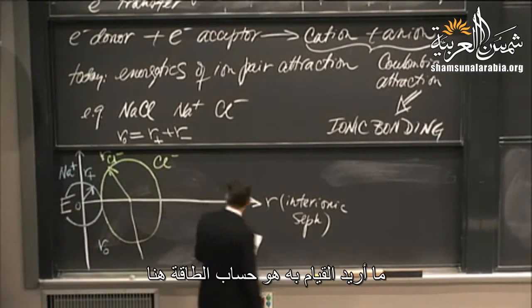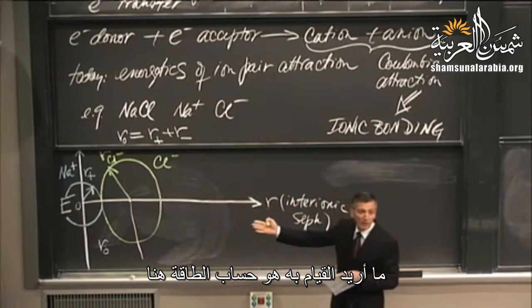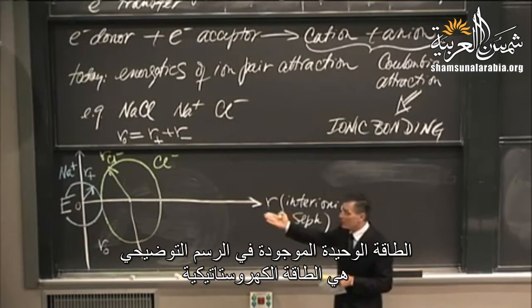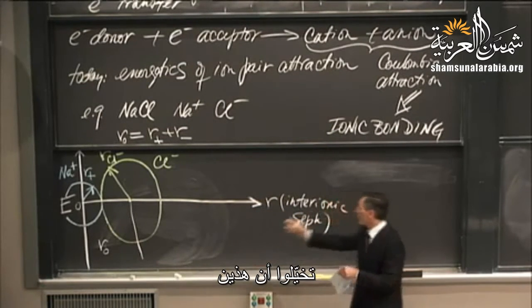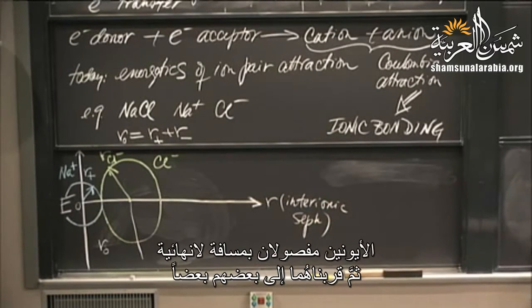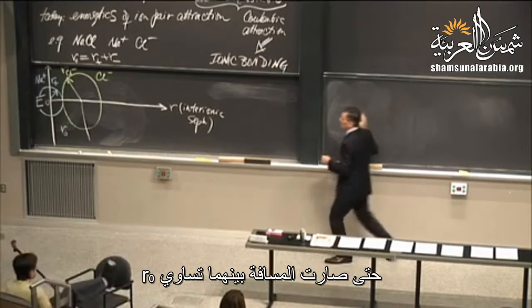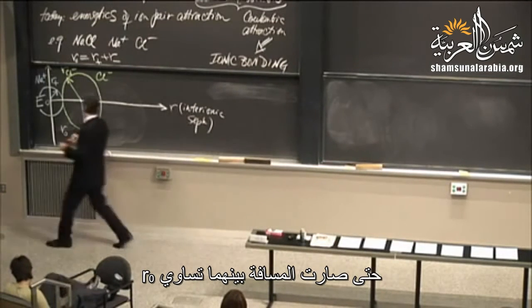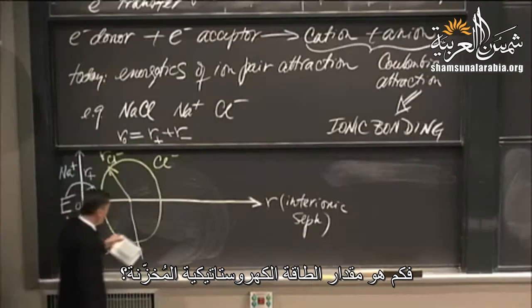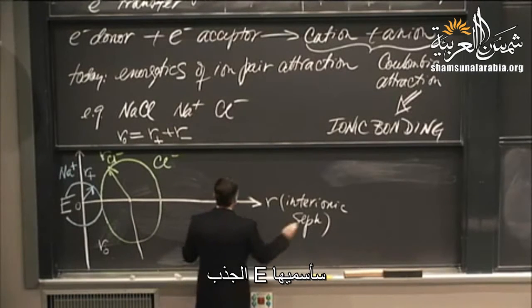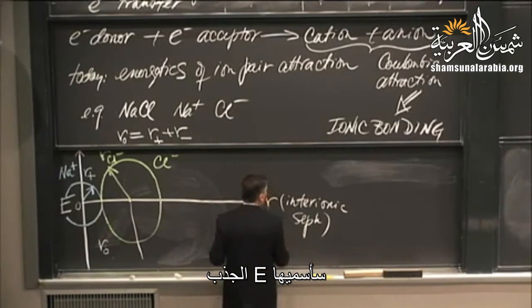So that makes sense. Now what I want to do is calculate the energy here. The only energy that we have here is electrostatic. So we're going to start and say, imagine if we had these two ions separated by infinite distance and we brought them to a separation of R naught, how much electrostatic energy would be stored there? So I can write that as E, and I'm going to call it attractive.